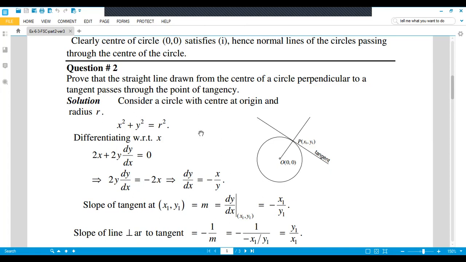When you have a circle at the origin, it will be easy to solve. So x square plus y square equal to r square. Again you differentiate: 2x plus 2y dy by dx, the constant's derivative is 0. Shift 2x to the other side, minus 2x, and 2y to the other side, divide, so dy by dx is minus x over y. Now the slope of the tangent at x1 y1, you replace x with x1 and y with y1, so minus x1 over y1 is the slope of the tangent.